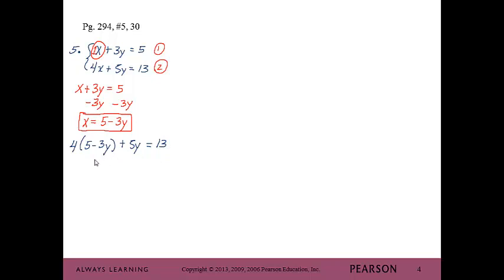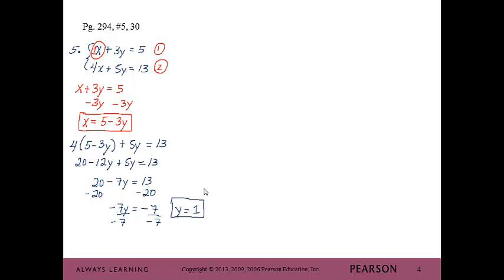Now we have an equation with one variable, so let's solve for it. Let's start by distributing the 4, and we'll get 20 minus 12y plus 5y equals 13. Combine like terms, and we get 20 minus 7y equals 13. Now we need to solve for y, so subtract 20 on both sides. And we'll get negative 7y equals negative 7. Divide both sides by negative 7, and we end up with y equals positive 1.